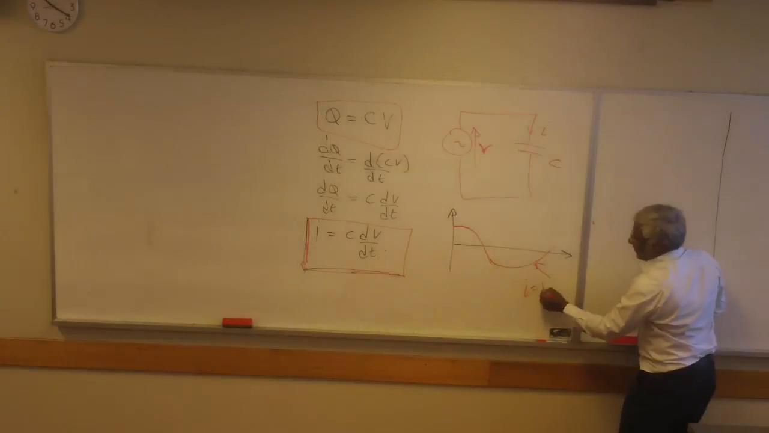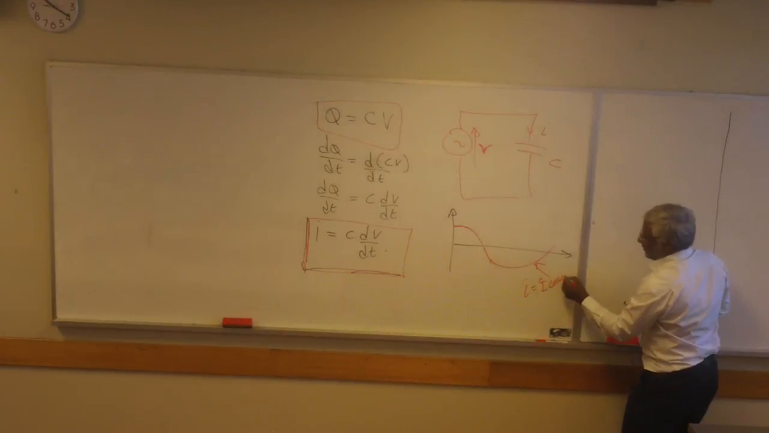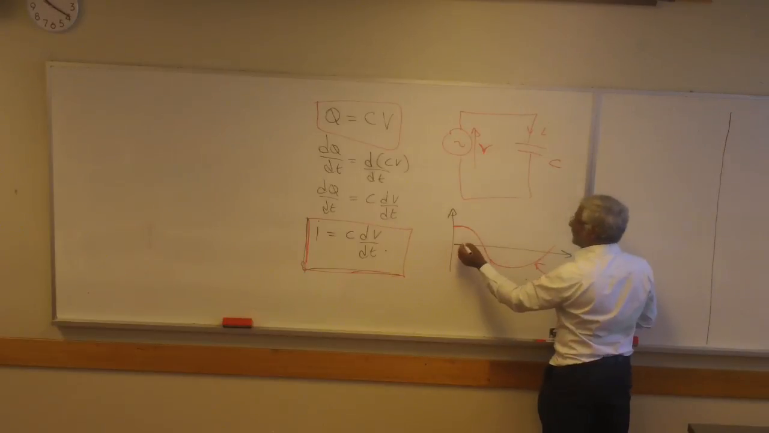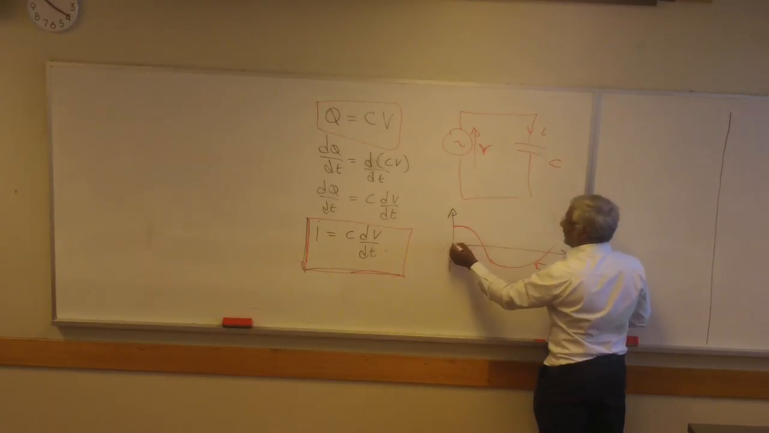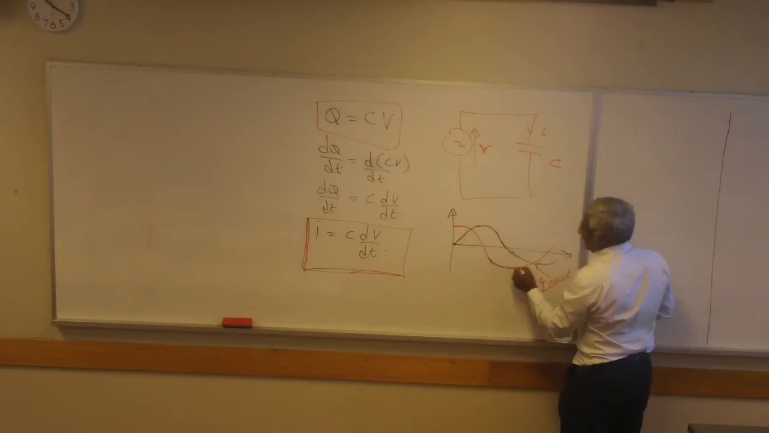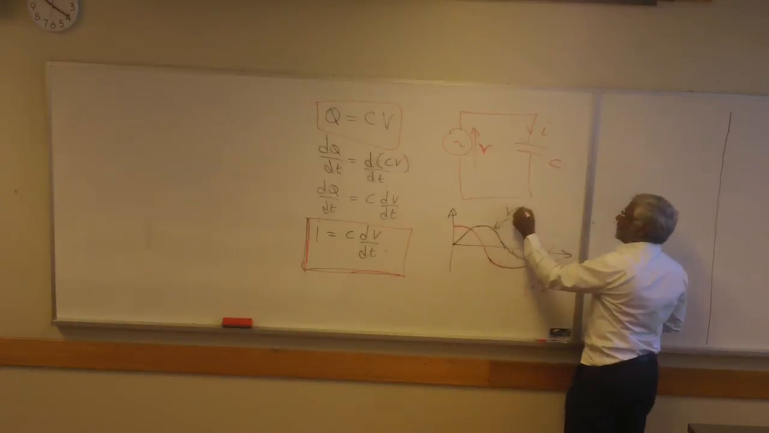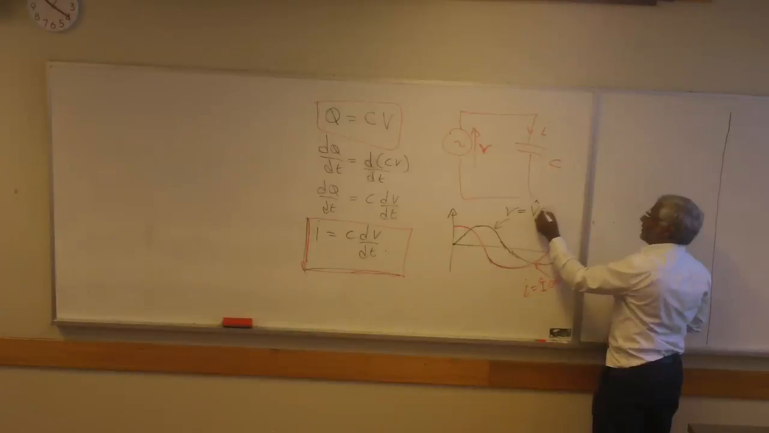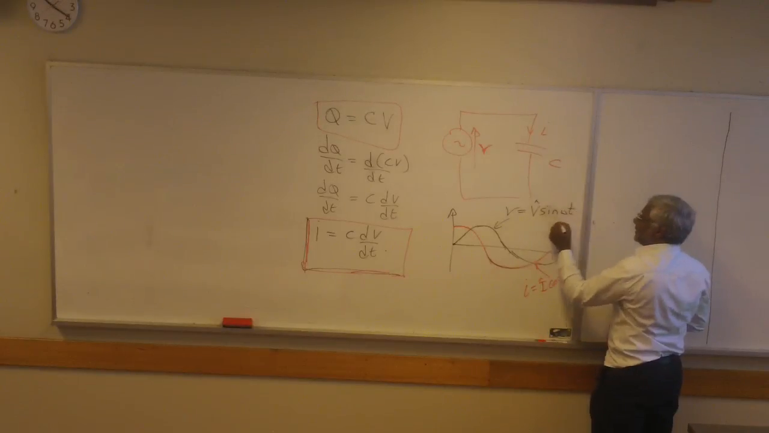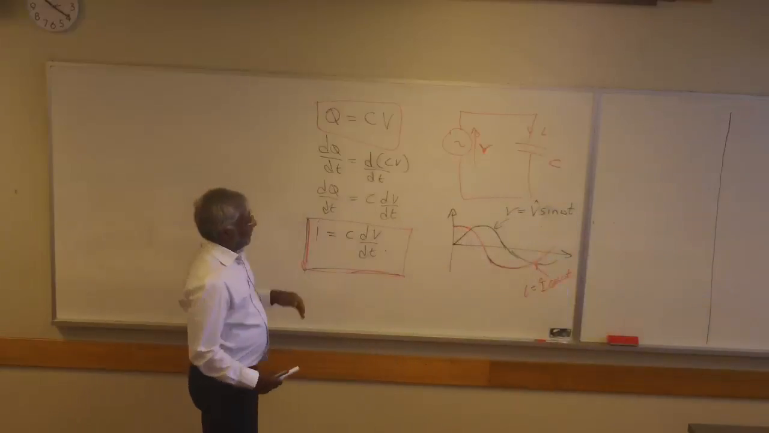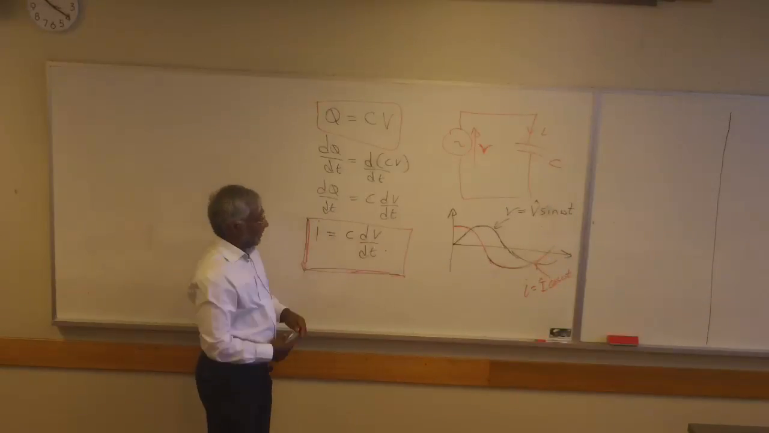Current is I cos omega t, and the voltage is a sine wave. Yeah, that's good. So the voltage is a sine wave. That's the voltage there. You will see that this matches that one, and I'll do this match very soon.